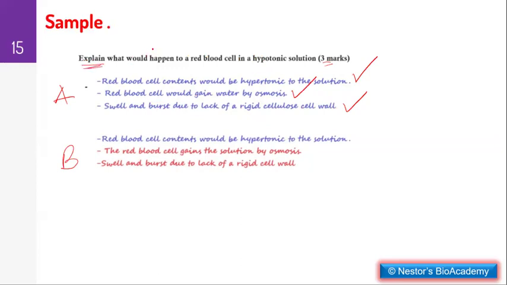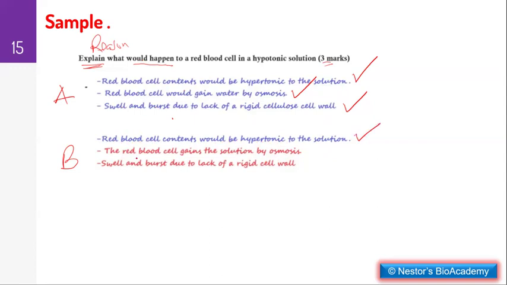So meaning there's need for the candidate to tell us what will happen and then a reason for it. So this response scores well for this question. But let's look at this response, response B. Response B, the student says the red blood cell contents will be hypertonic to the solution. At this point is correct.